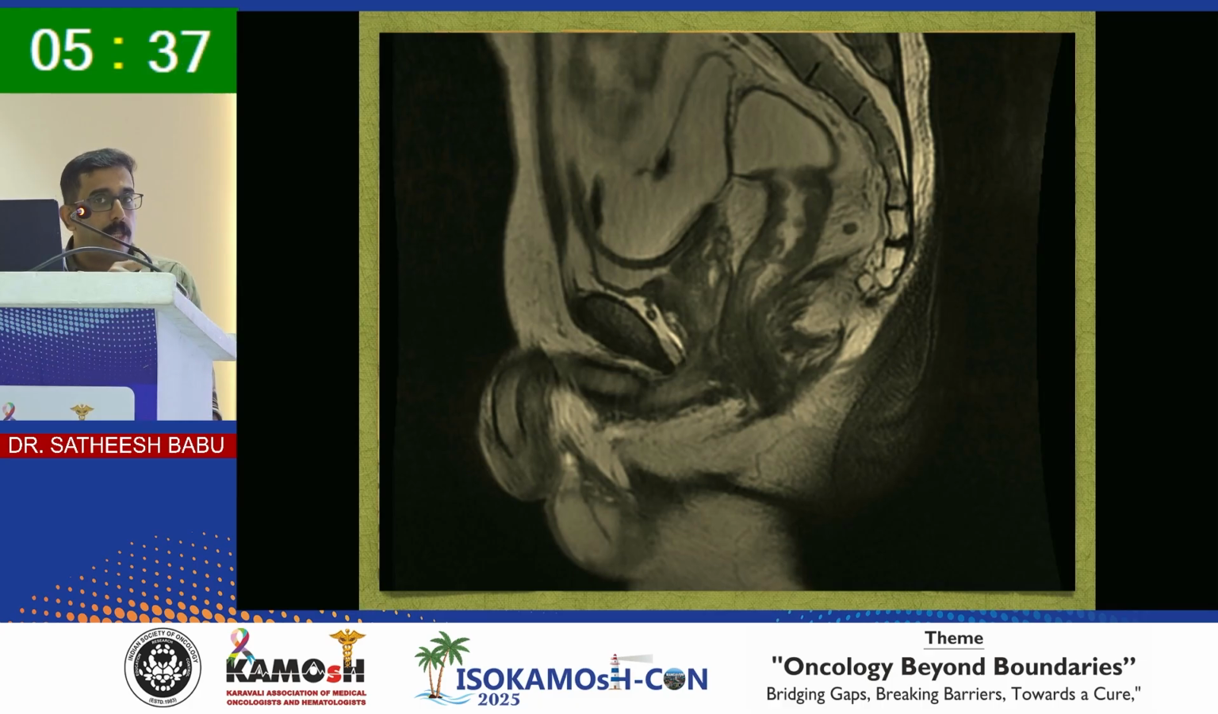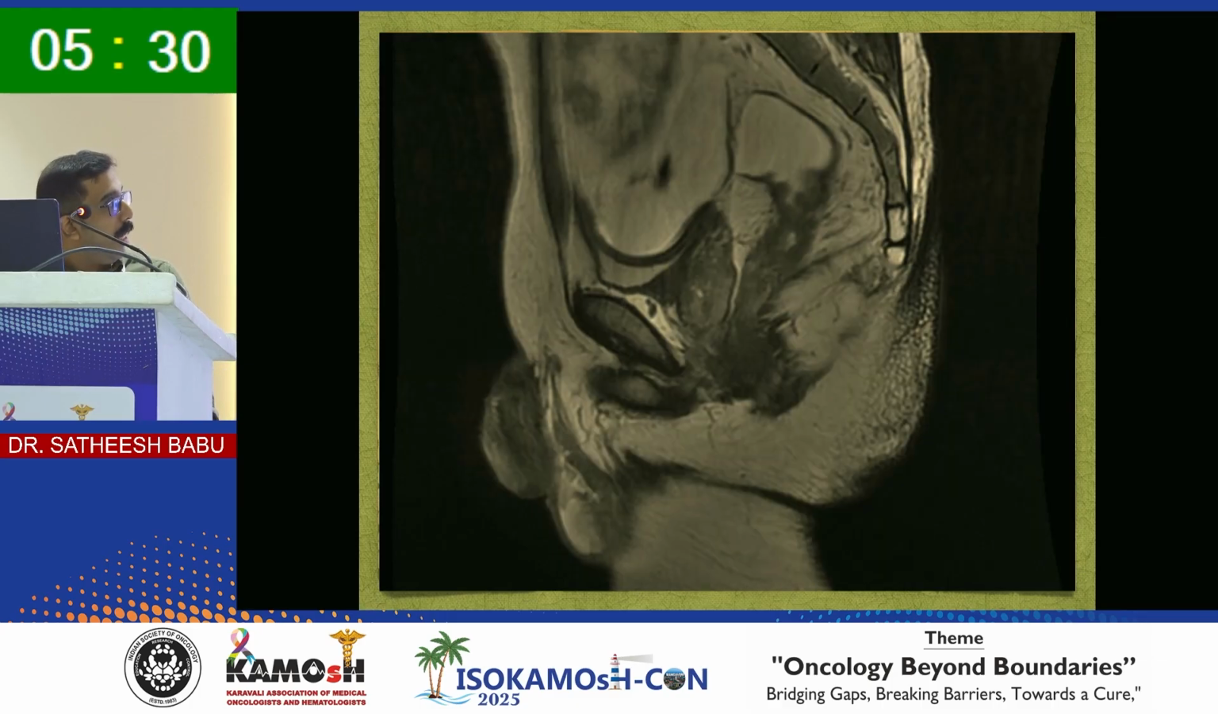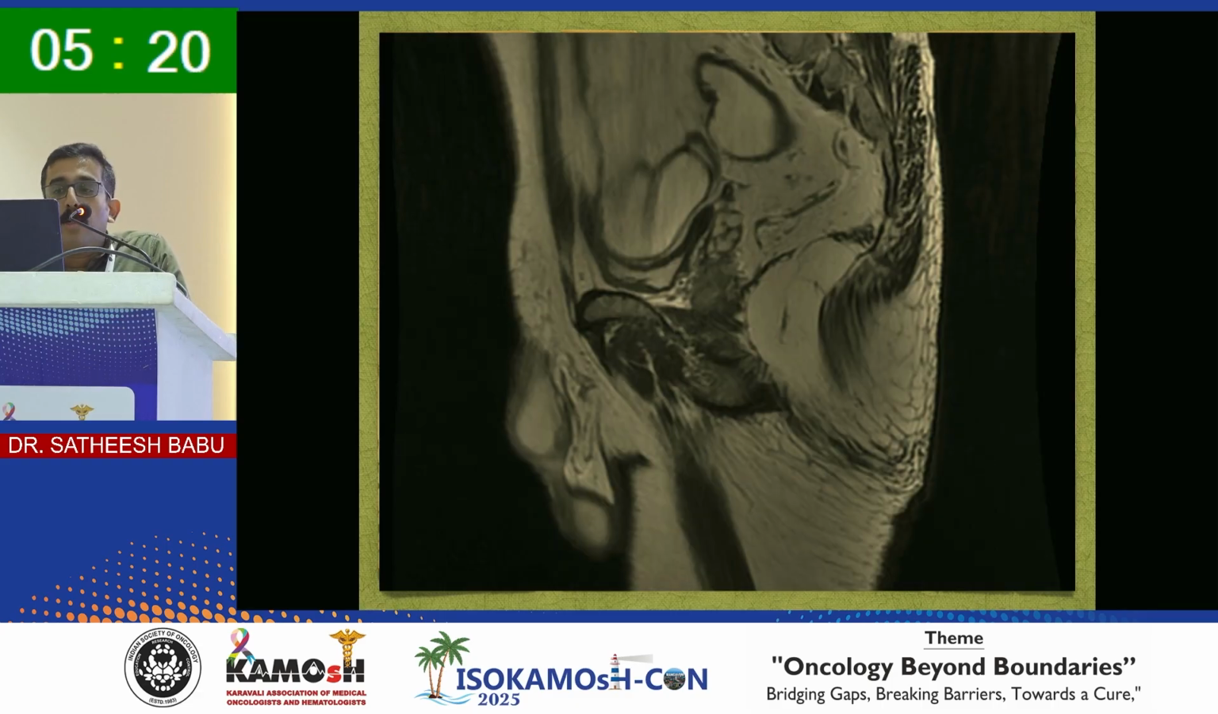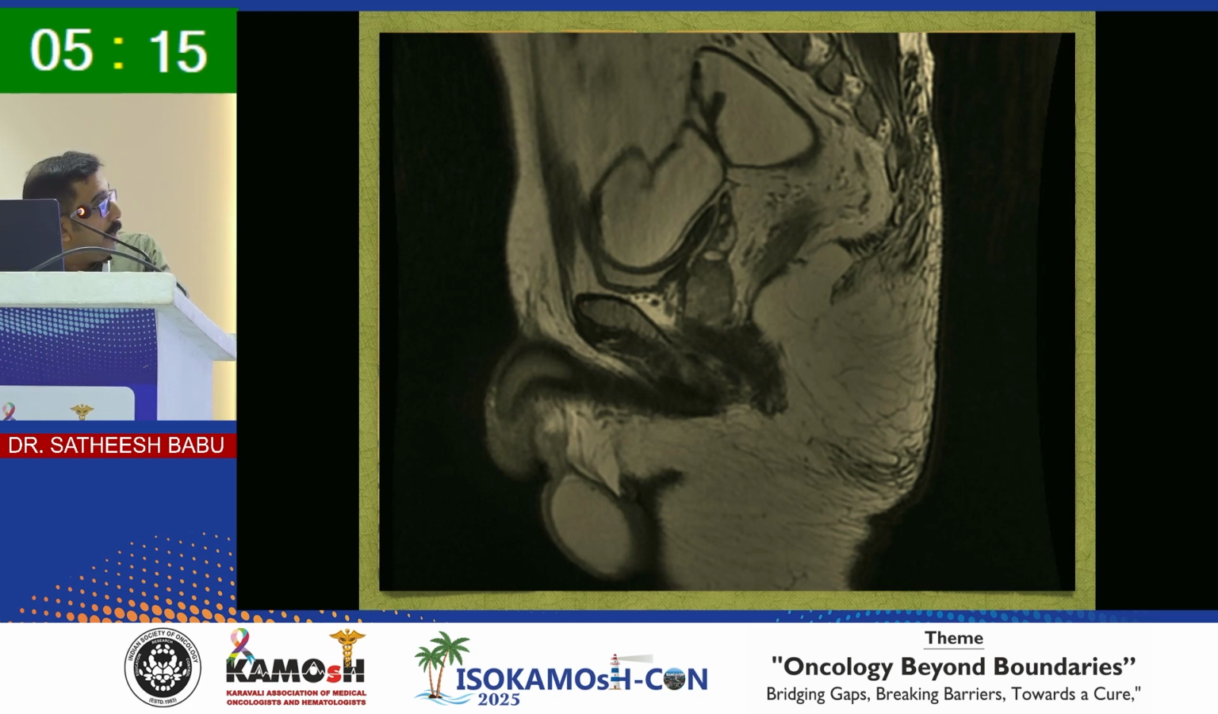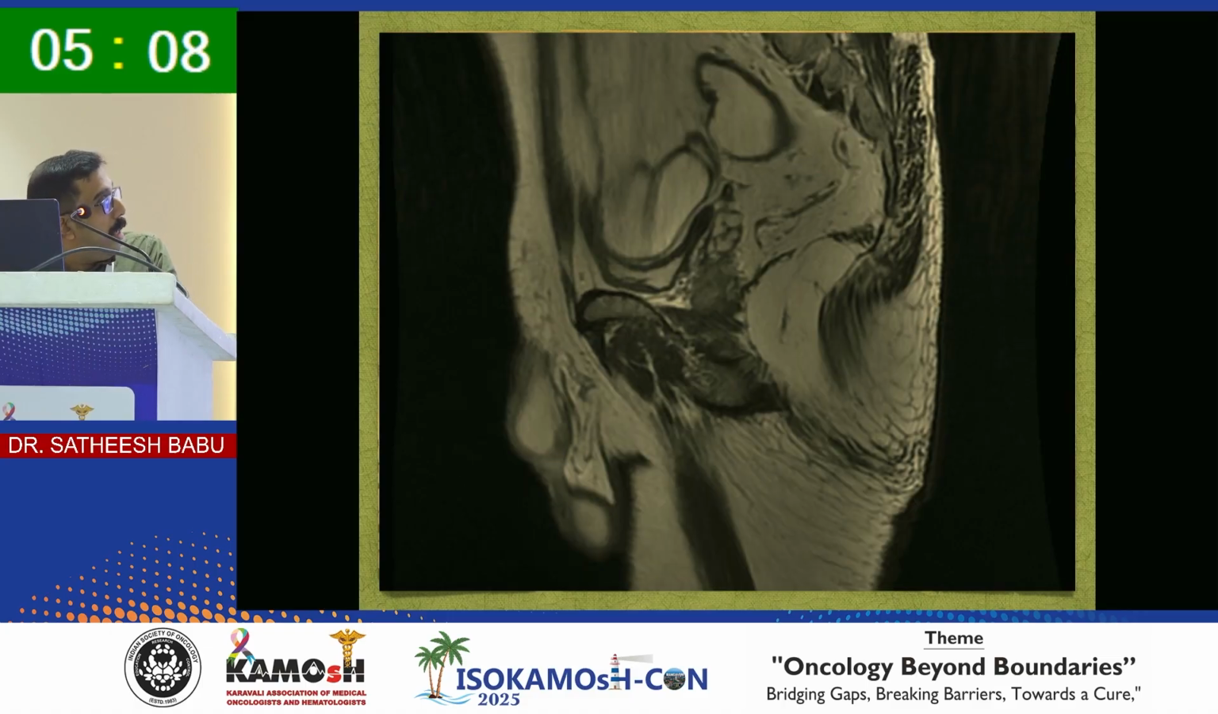How do you know? You have to look at the sigmoid takeoff sign that you better appreciate in the axial section. You can look at the extent of the tumor, and in SAG, one more thing you have to see: the peritoneal reflections. If you look at this, this is the peritoneal reflection, a small black line. You can see it's coming like this and going anteriorly. That's a peritoneal reflection.